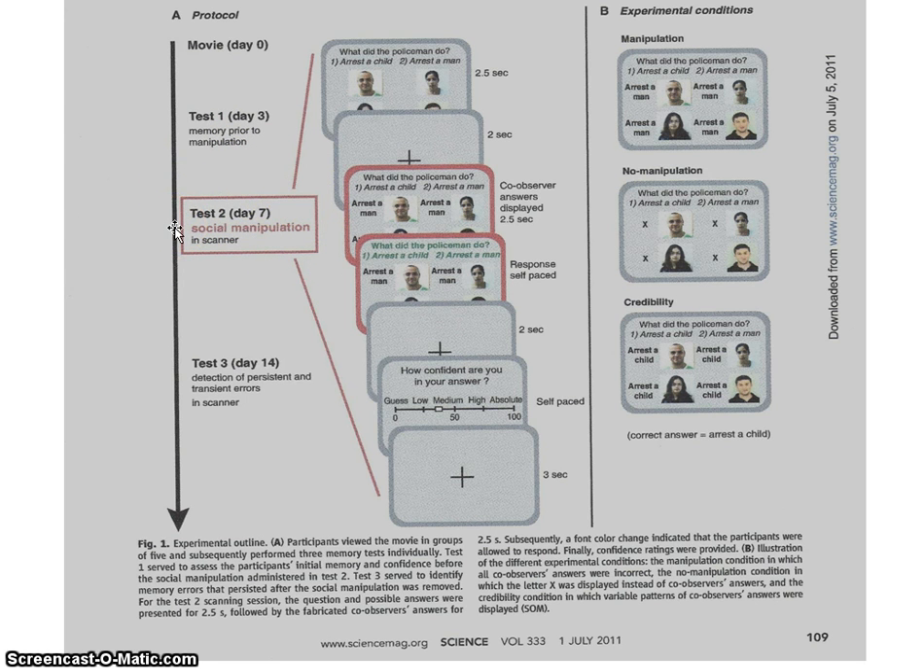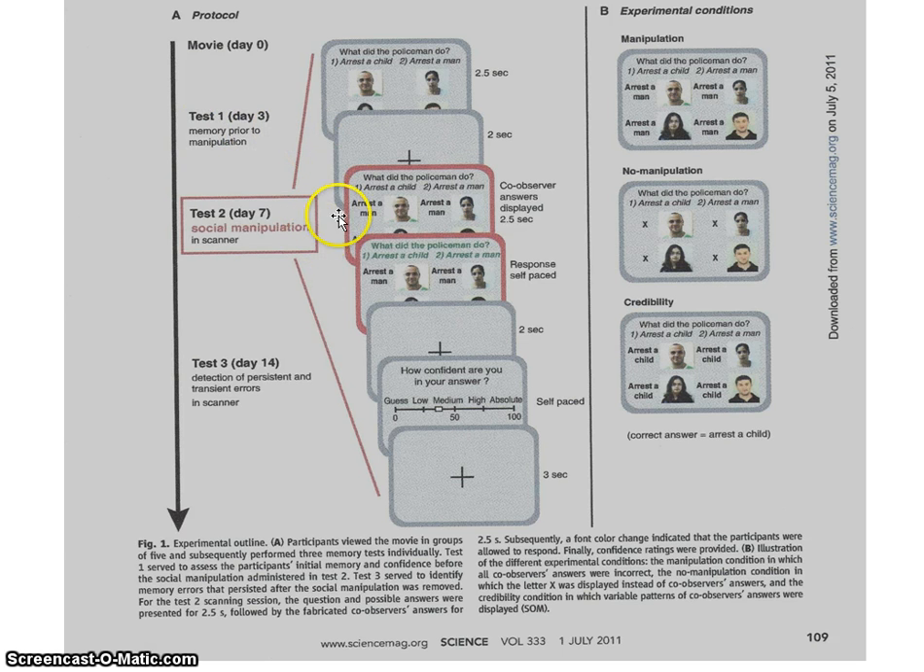Now here, their brain activity will be measured while they're, again, answering questions about the movie they saw a week earlier. However, they're going to be subject to a social manipulation. So here's what they see in the scanner. First, they're going to see a screen, and the question's going to come up, what did the policeman do? We already know from the day 3 testing what each subject thinks happened 3 days after seeing the movie, right? So we've got that as a baseline, a measure of their memory.